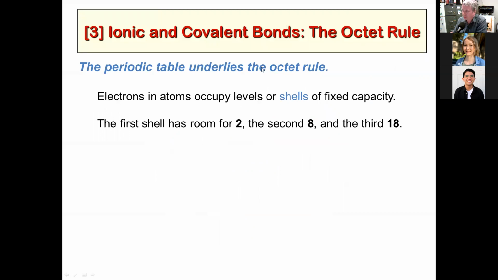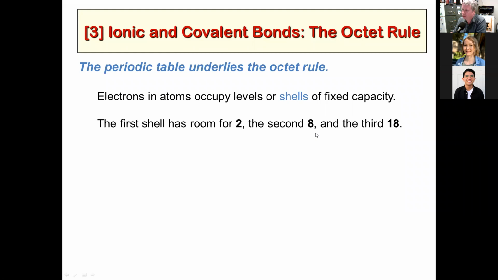And the periodic table underlies the Octet Rule, which is going to dictate a lot of the bonding we have in organic chemistry. Electrons occupy levels or shells of fixed capacity. If you look at the periodic table, the first shell has room for 2 electrons, the second is 8, or an octet, and that's going to be a lot of our organic chemical atoms will have 8 electrons around them.